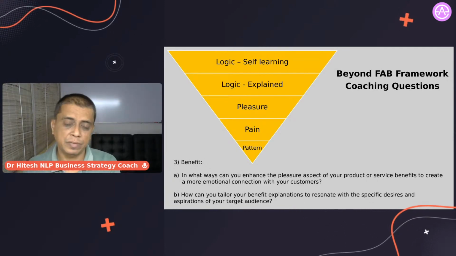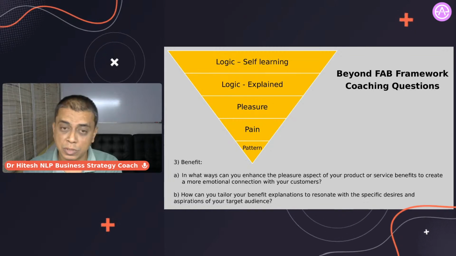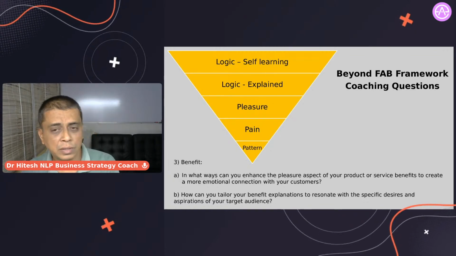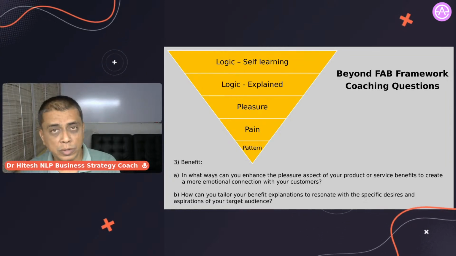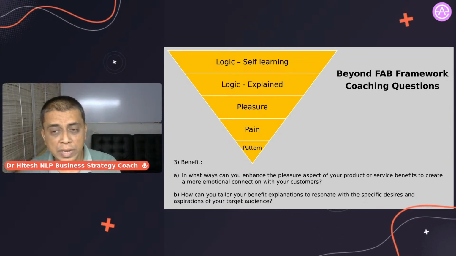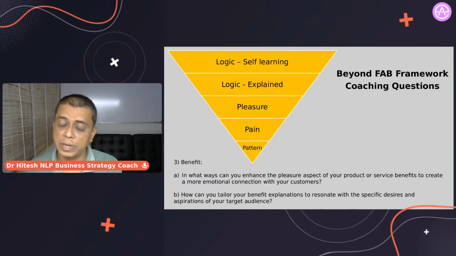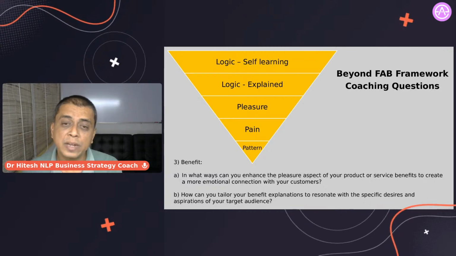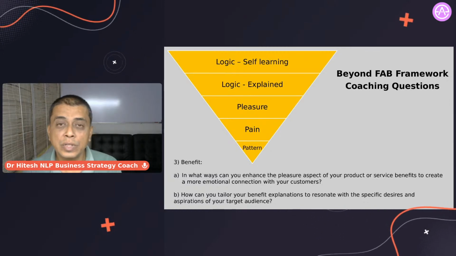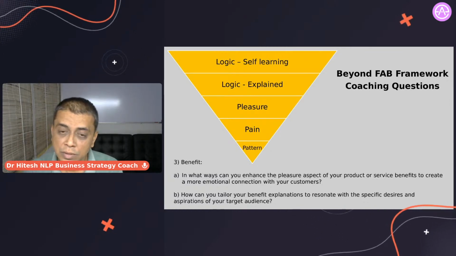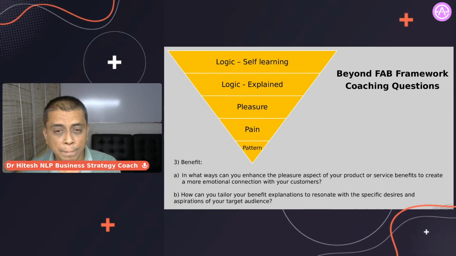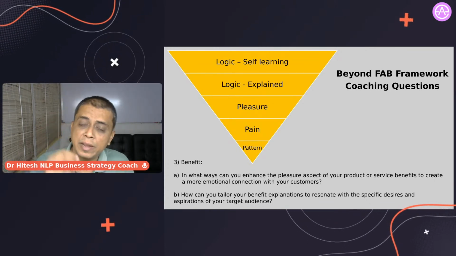Third one, benefit, which is the pleasure part of the subconscious mind. In what ways can you enhance the pleasure aspect of your product? How can your product give pleasure? The pleasure aspect of your product or service benefits creates a more emotional connection with your customers. Think three answers.